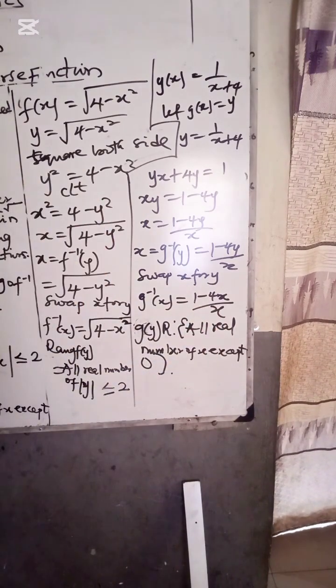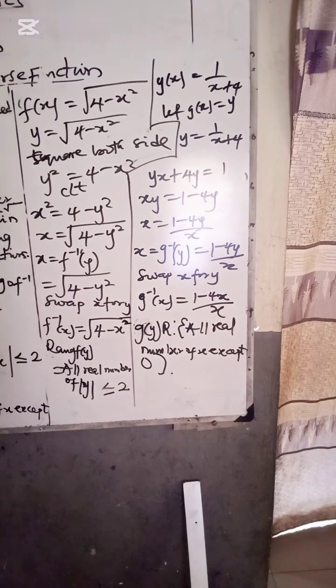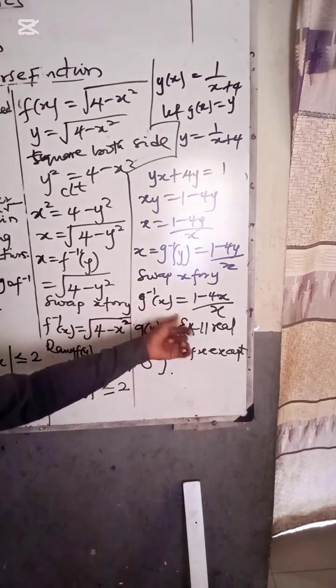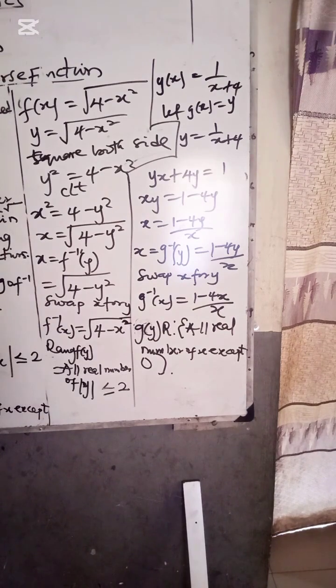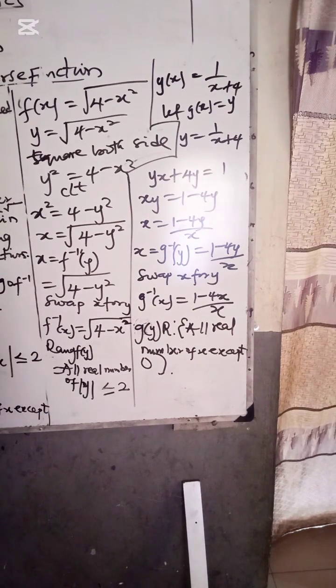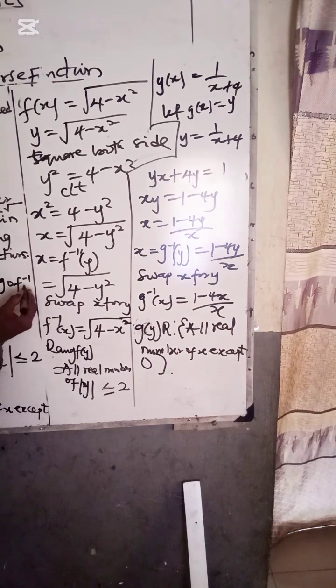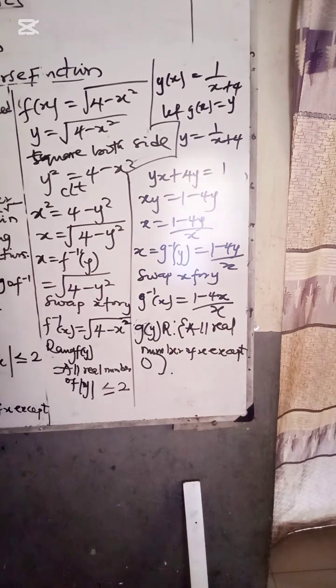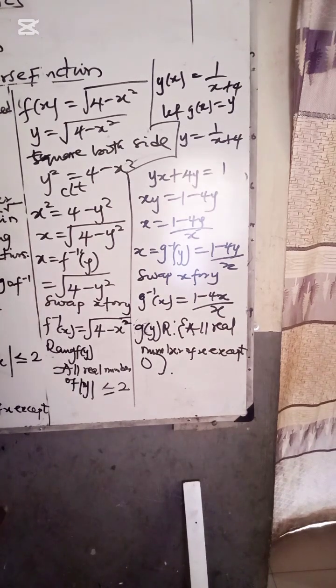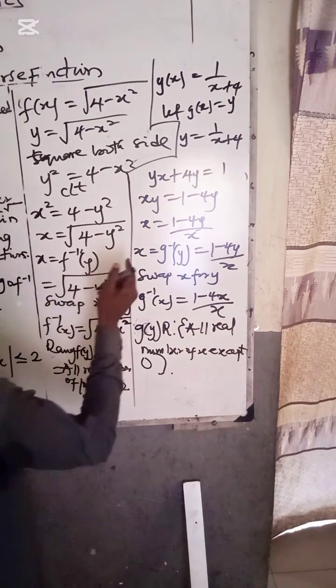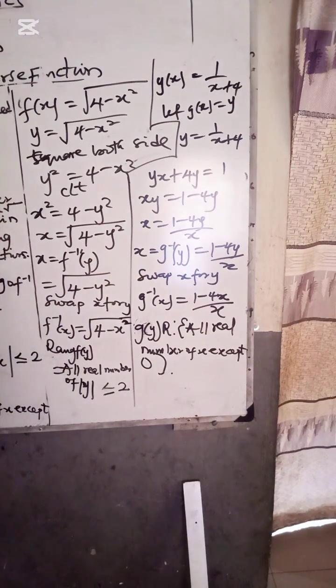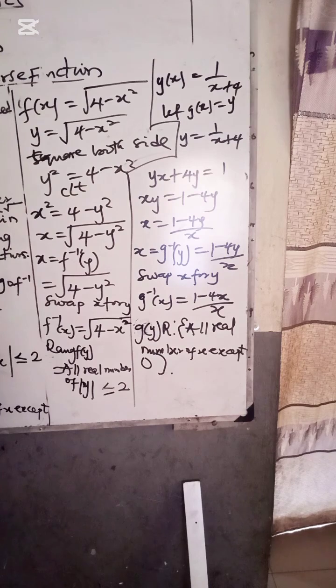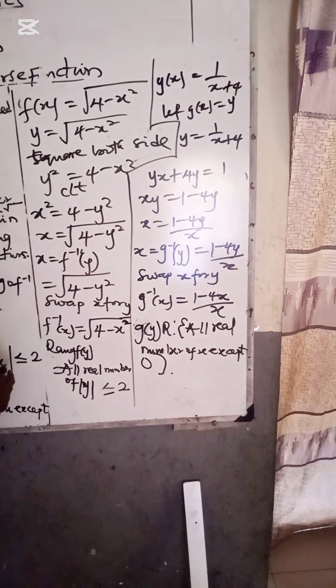Now, the next question is question 2. We are asked to find g inverse. We've already done that here. The next question is f of g inverse and g of f inverse. We've gotten g inverse and f inverse. All you need to do is to find their composite formula for us. Show your workings.